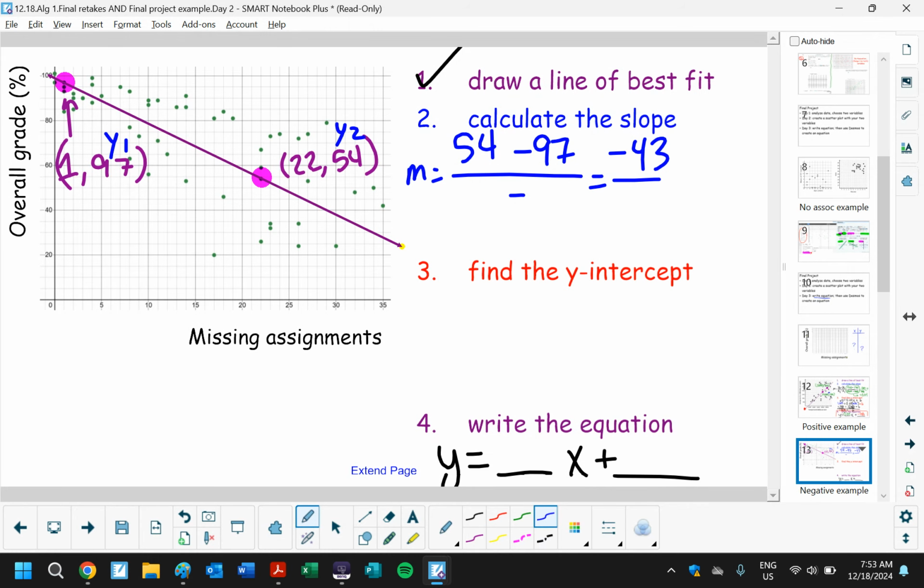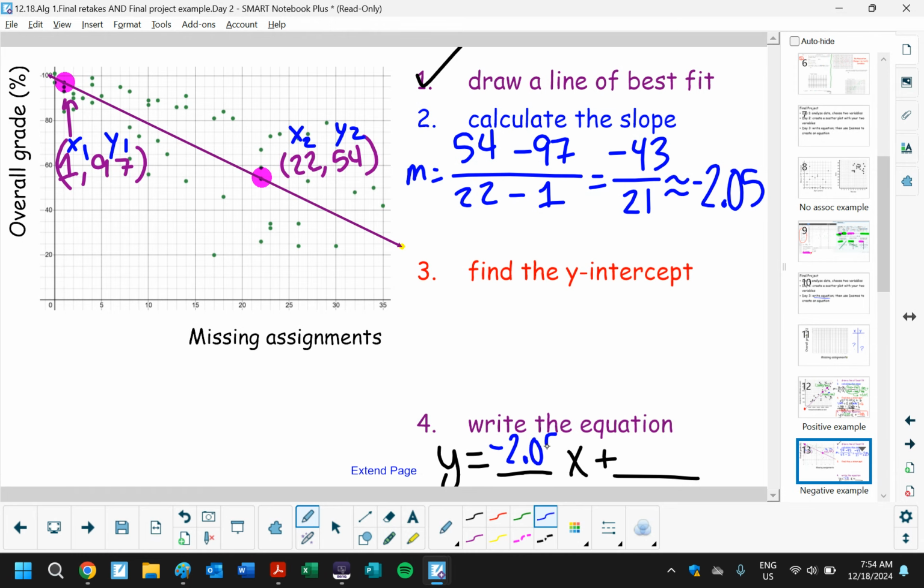But follow me for a second. X value from the second point was 22. X value from the first point was 1. That was with 21 extra missing assignments. Now folks, this one was not a pretty decimal. So if I were to round this to the hundredths, it goes down about 2 points for every 1 missing assignment. That sounds nuts, but this was actually the case with my students.